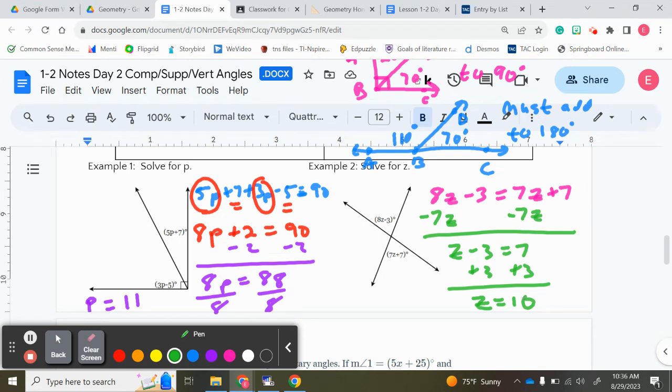Any questions on example 1 or 2 before we move on to the backside? All right, let's move on.